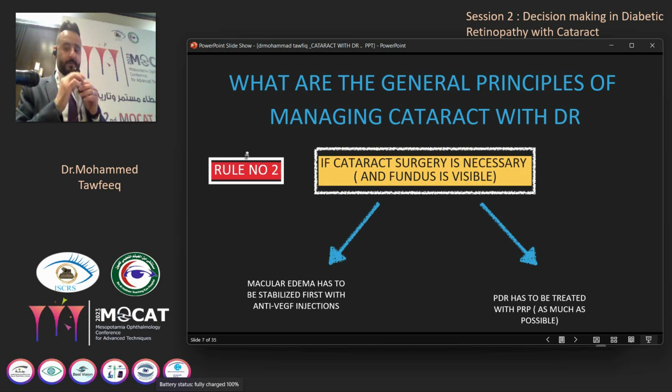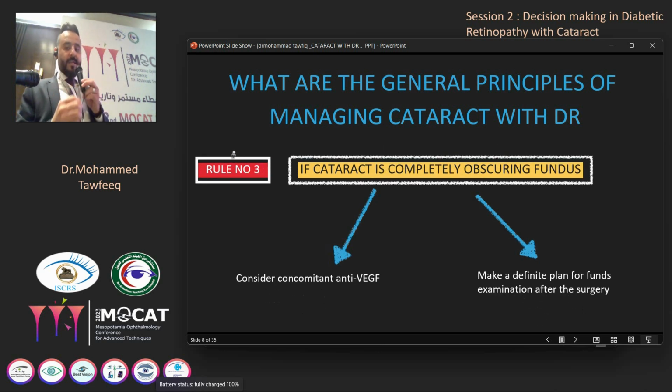Rule number 2: if cataract surgery is necessary, المريض هذا عنده cataract to affect the vision and is necessary, then is the fundus visible or not? If the fundus is visible, please check 2 things: does the patient have macular edema, and assess it, and does the patient have PDR or not. So I have to check for 2 things, the macular edema and the presence of PDR.